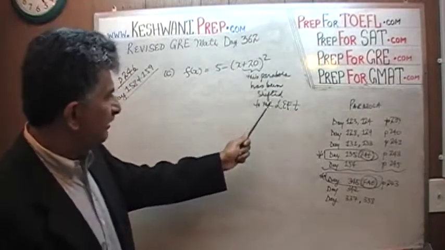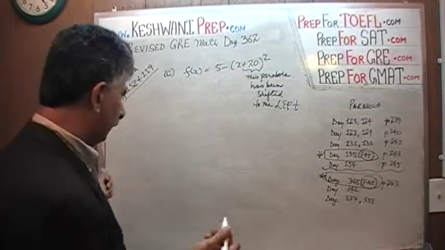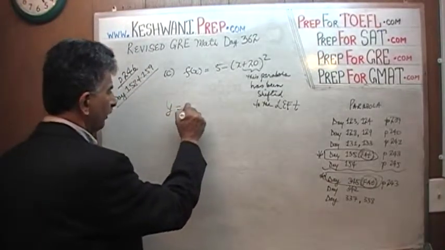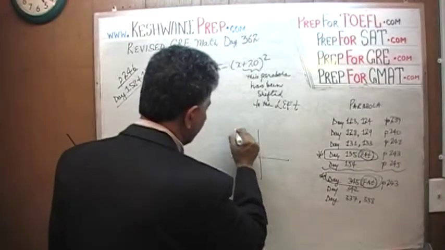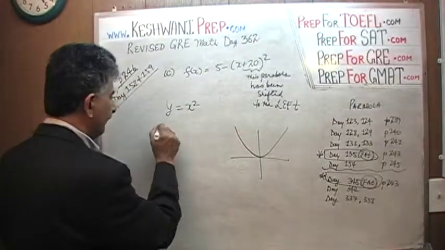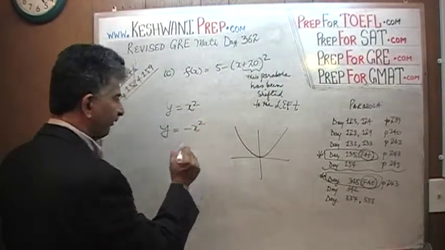So this tells us it's been shifted to the left. Now let's start with something simple. y is equal to x squared. This parabola, of course, we know is a standard parabola sitting at the origin. What happens if you have something like this? y is equal to negative x squared.